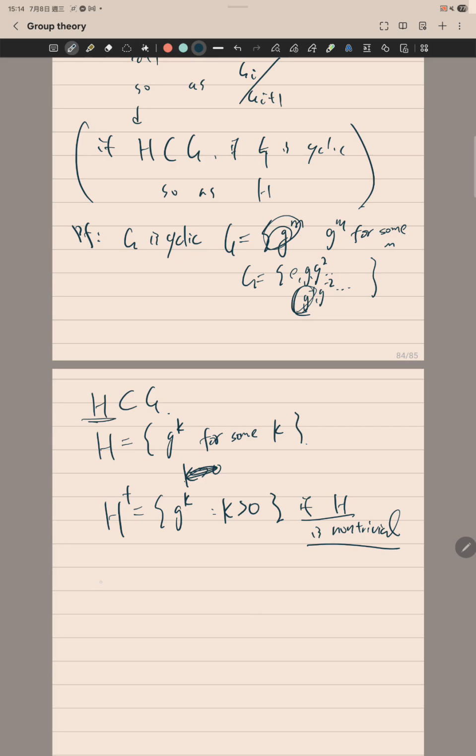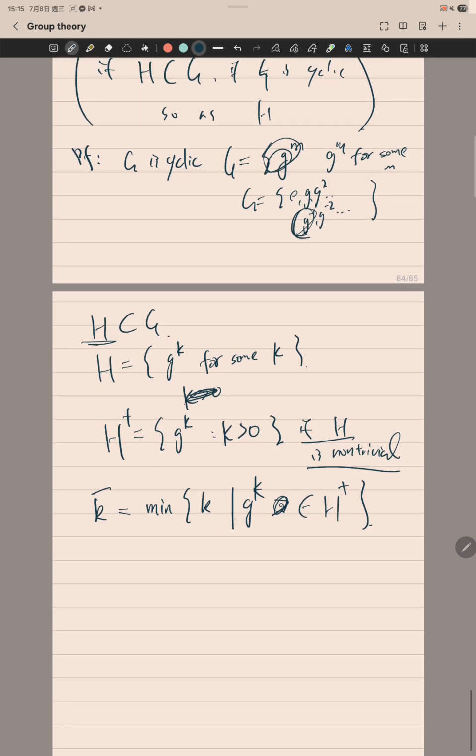Okay, so my claim is that I can take, let's say, K bar to be the minimum of K such that G to the K is in H plus. But this always exists, right? Because K is in a subset of the positive integers, and the positive integers have a smallest number, let's say K bar. So my claim is that H is generated by G to the K bar.